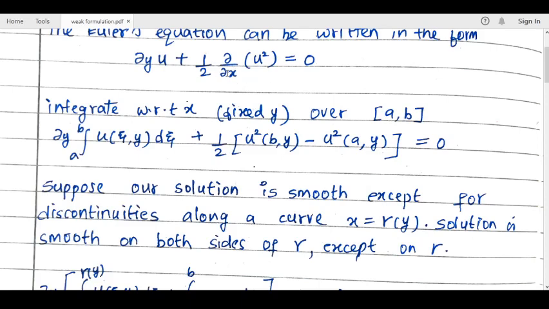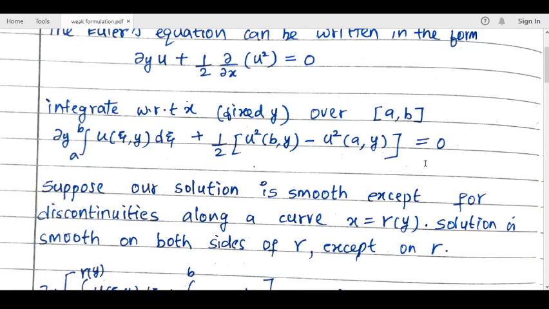So since integral is the antiderivative, we will get u square alone, with the limits from a to b. So u square of theta comma y. When you put the upper limit, we will get u square of b comma y minus u square of a comma y equal to 0. So this is our first step. We have integrated with respect to x.